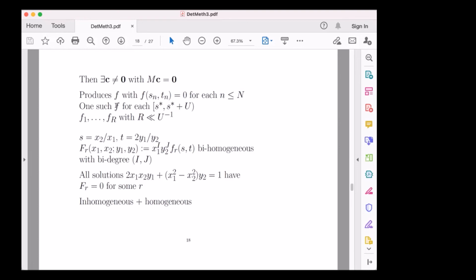And we'll get one such f for each of the intervals. And so we'll have polynomials f1 through to fr with r of order u inverse. That's the number of intervals we'll need.